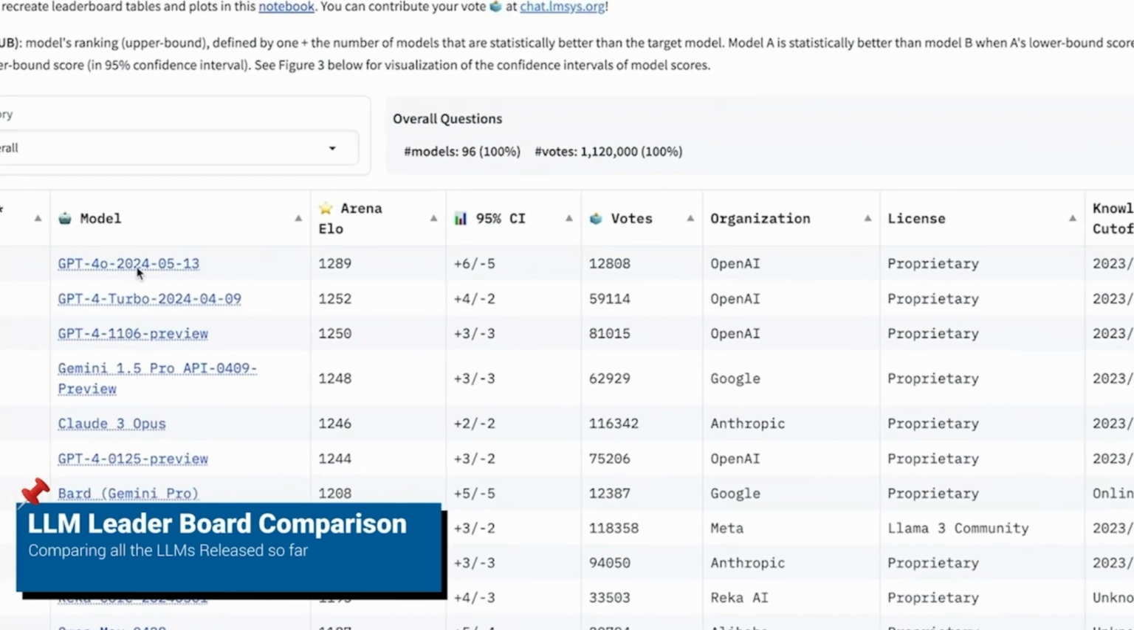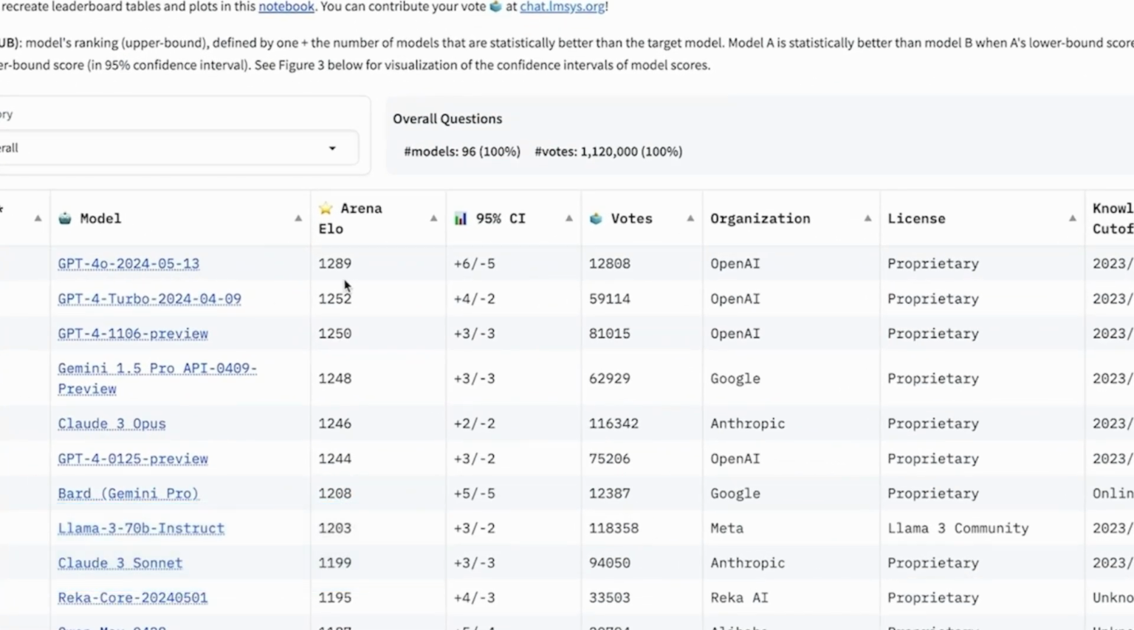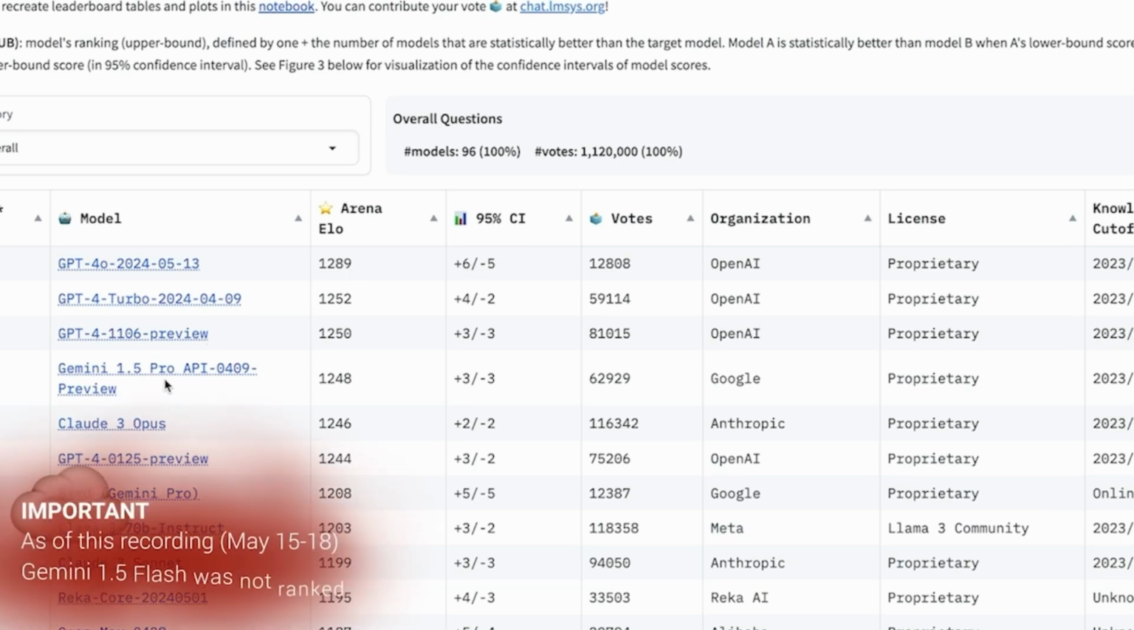As you can see, GPT-4 is performing extraordinarily well. On Elo, it is 1289 with a confidence interval of +6, -5. And Gemini 1.5 Pro is somewhere here, which is number 2.